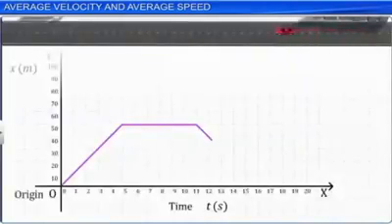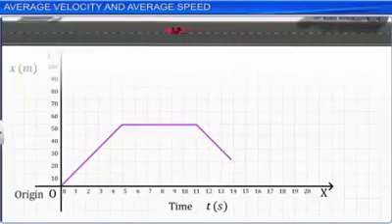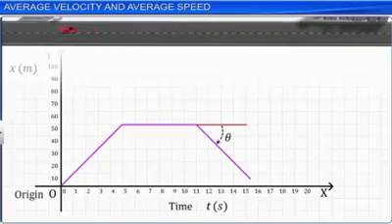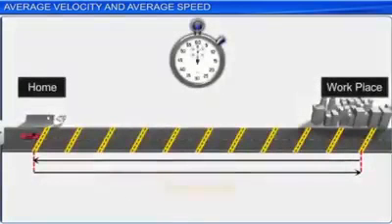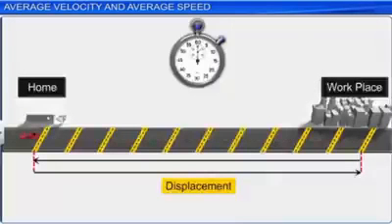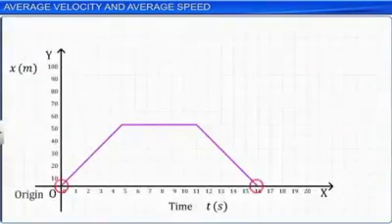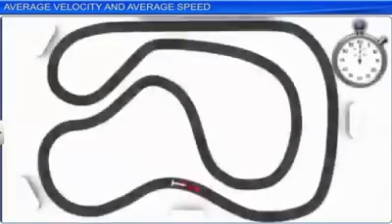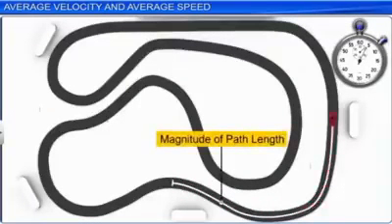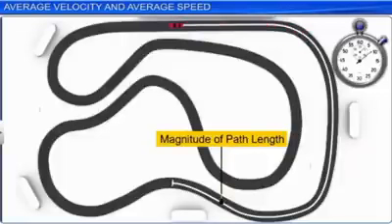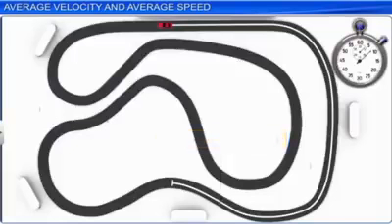We know that speed depends on the magnitude of the path length described by a body and the time taken to describe this path. Average speed is the ratio of the total path length and the total time taken for the motion. The unit for average speed is the same as that for average velocity. That is, meters per second or kilometers per hour.